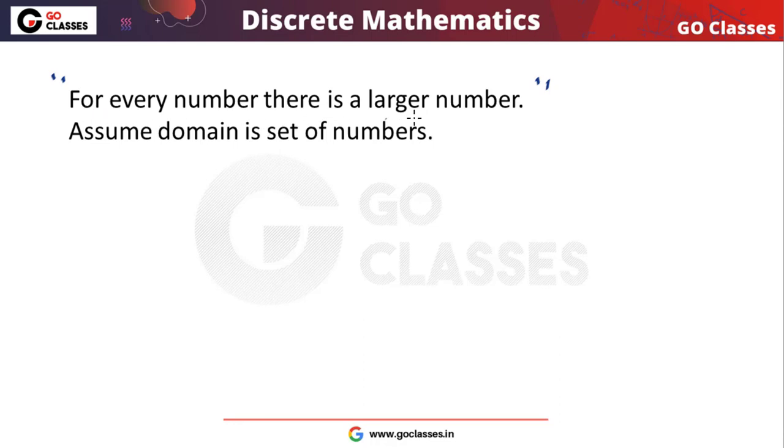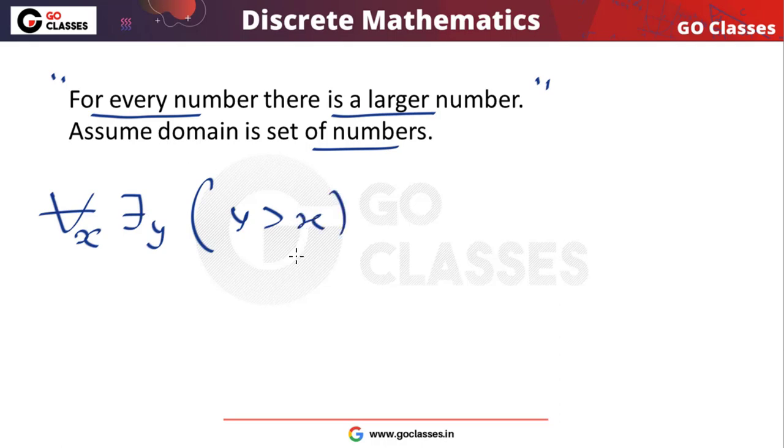For every number, there is a larger number. Assume the domain is the set of all numbers. So how can we do it? For every number means for all x, there is a larger number: there exists a y such that y is greater than x. So this is how we can write it. Very simple. Because the domain is the set of all numbers, for every element in the domain there is a larger element.